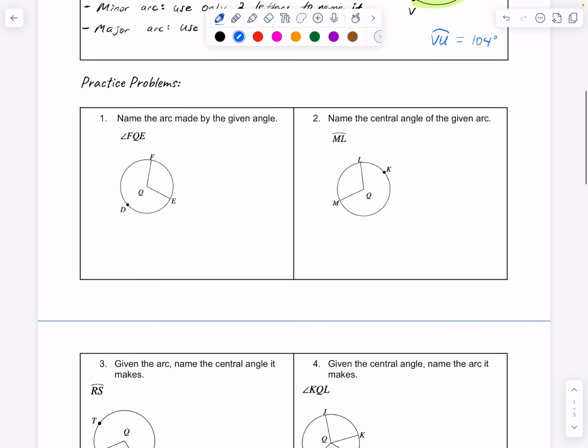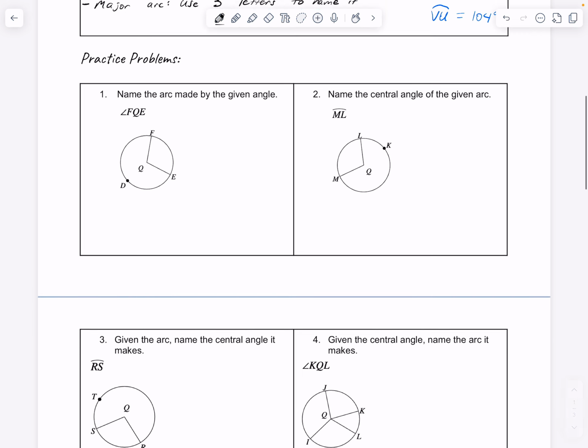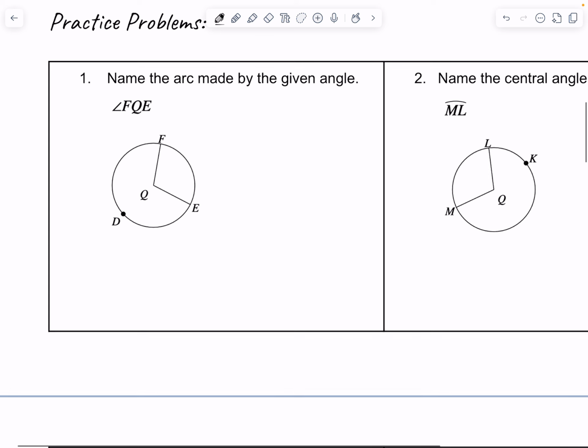Okay, let's do some practice problems. The bulk of this is just going to be practicing. So number 1 says, name the arc made by the given angle. So I have angle FQE, and that arc is F to E. So I'm going to say my answer here is arc FE.